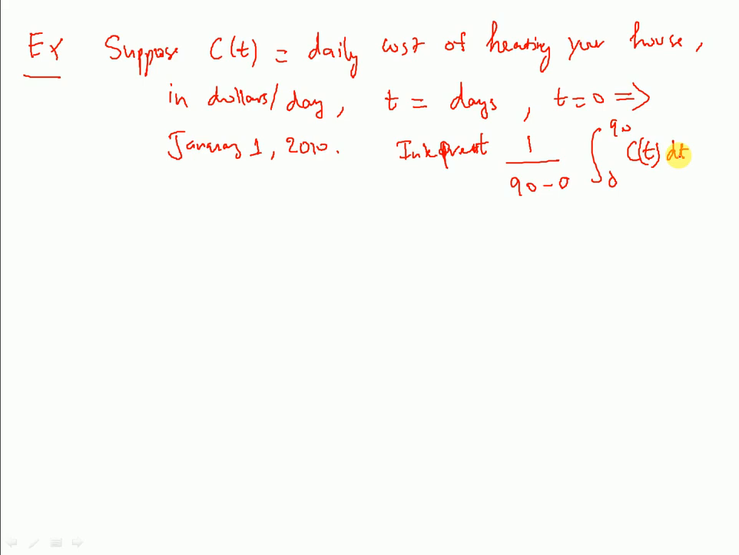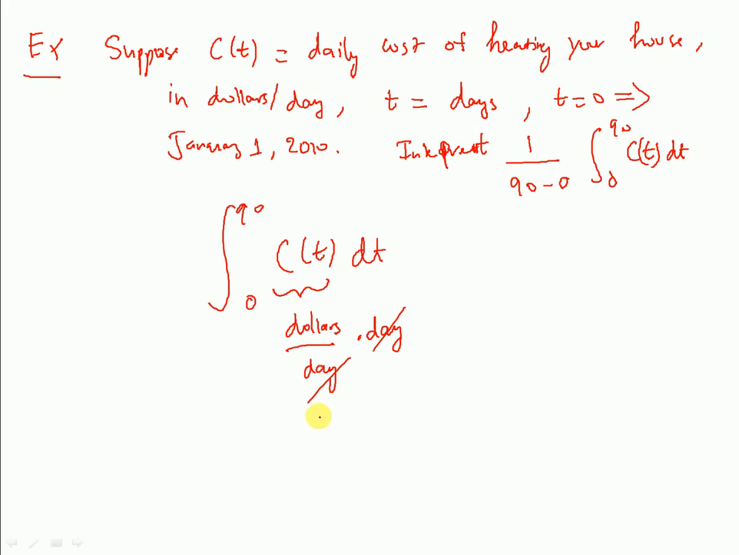Okay, we are given the function c of t. This is the cost of heating your house, and c of t has the units of dollars per day. t is in days. Now you want to interpret this whole expression. So the first thing is the integral from 0 to 90 of c of t dt. c of t has the units of dollar per day, right? Now dt has the same units as t, which is day. So we cancel this guy. That means the integral of this whole thing will give you the unit of dollars. So this one represents the total cost in dollars to heat your house for the first 90 days of 2010.